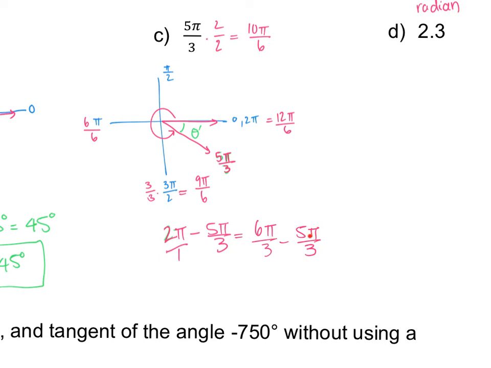So the denominators are now the same. What I did was multiply the top and bottom by 3 to make a common denominator. That's why this is 6 pi over 3. Subtract the tops, and that is going to give me 1 pi over 3. So this angle right here is 1 pi over 3, or pi over 3. Which makes sense. If I were to add pi over 3 to this, that would be 6 pi over 3, which would be equivalent to 2 pi.